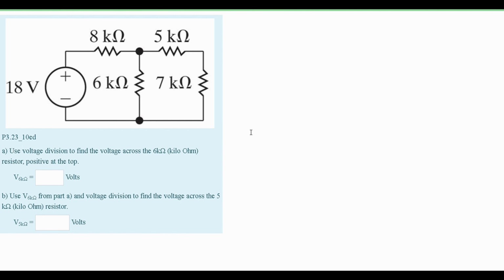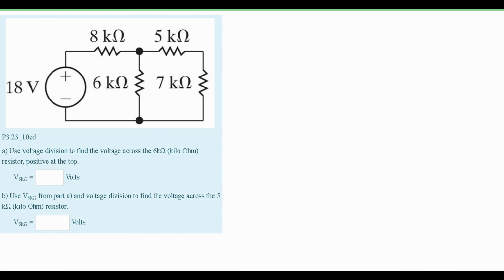In this problem, we are given a small circuit diagram and we are asked to use voltage division to find the voltage across the 6 kilo ohm resistor, positive at the top. Then we need to use the 6 kilo ohm from part A and voltage division to find the voltage across the 5 kilo ohm resistor. So to start this off, we are going to look at the voltage of our 6 kilo ohm resistor.